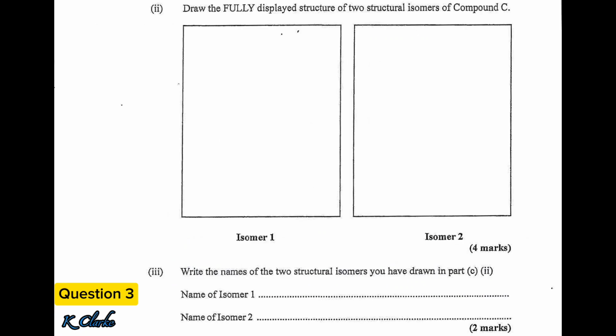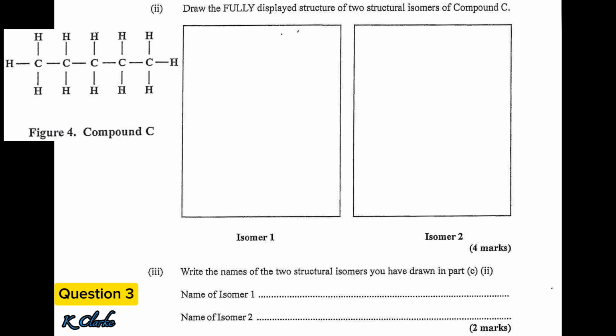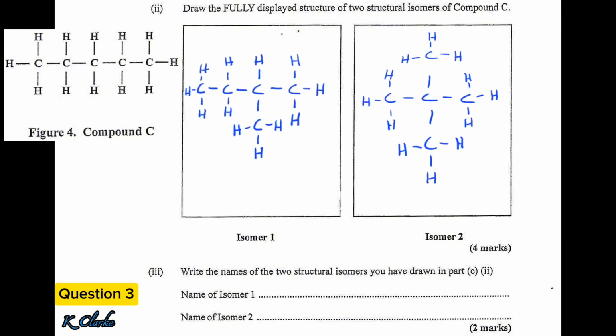Part 2. Draw the fully displayed structure of the two structural isomers of compound C. Compound C has 5 carbons and 12 hydrogens. Here are 2 isomers. Part 3. Write the names of the 2 structural isomers you have drawn in Part C 2. First, number the longest chain.